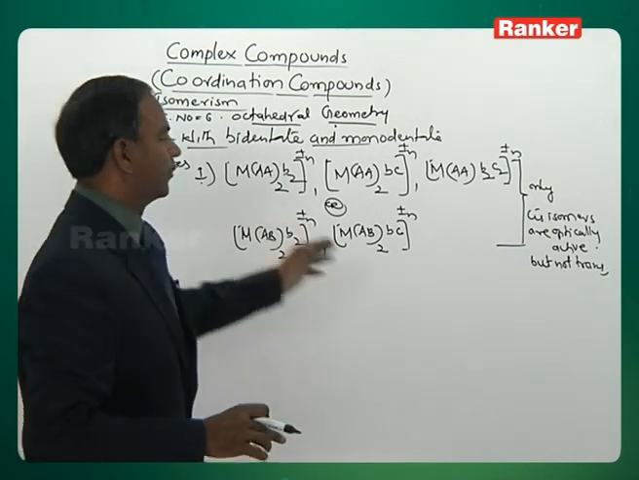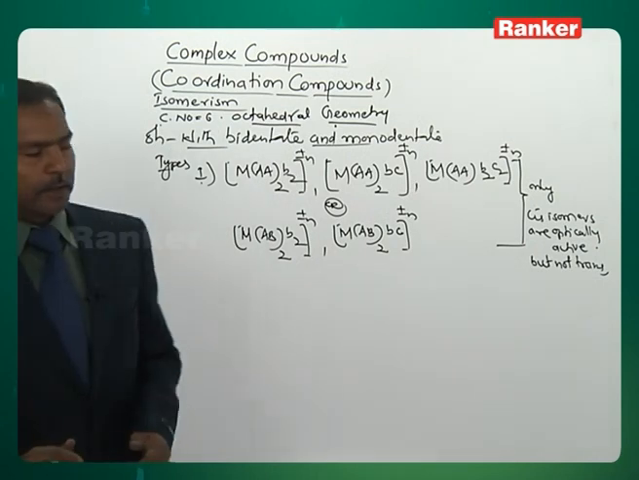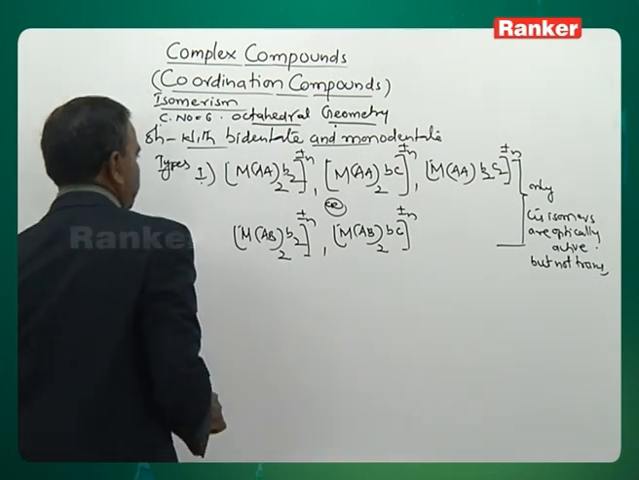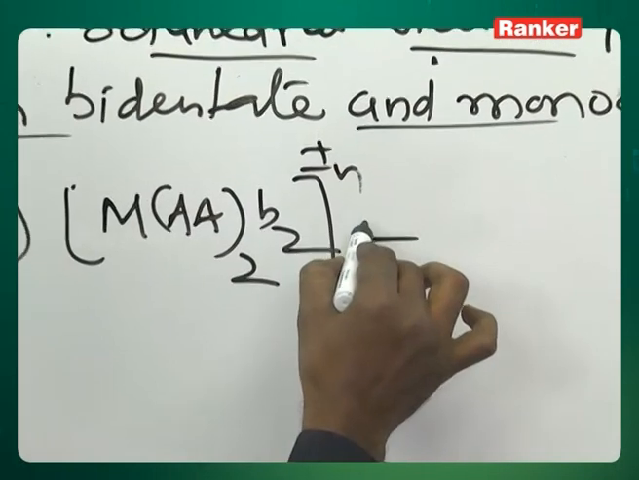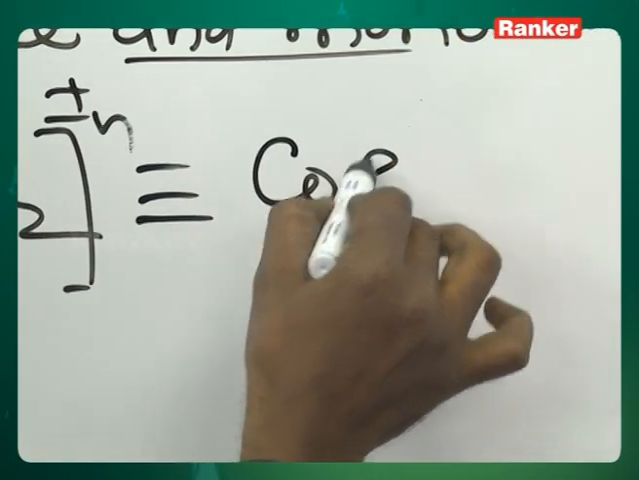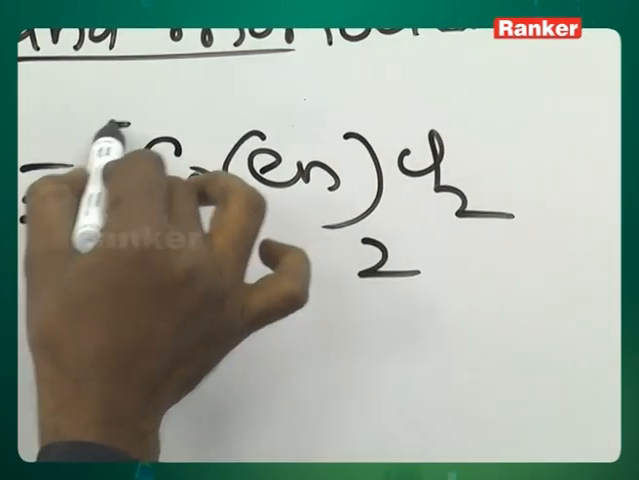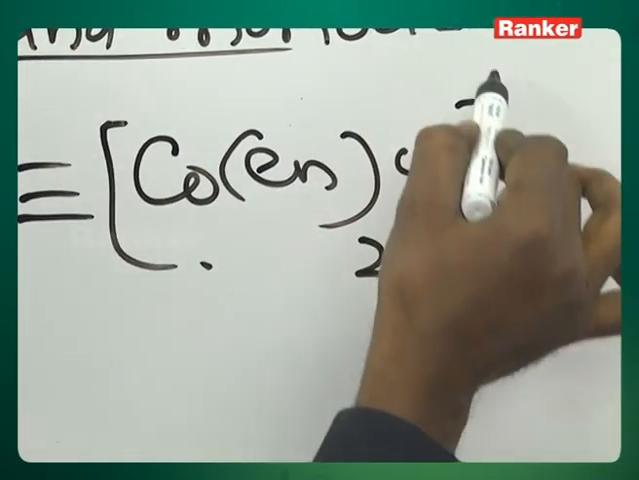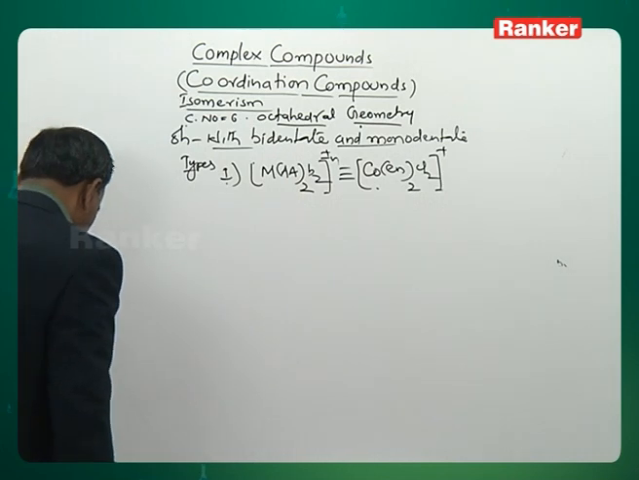Let us take one by one how they are exhibiting optical isomerism. Take the first model, M(AA)B2. Let me write this: M(AA)B2, Co, en taken twice, Cl2 plus.